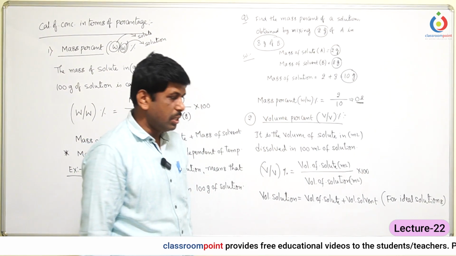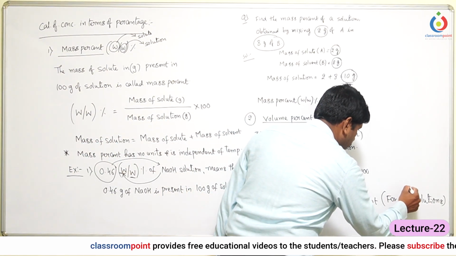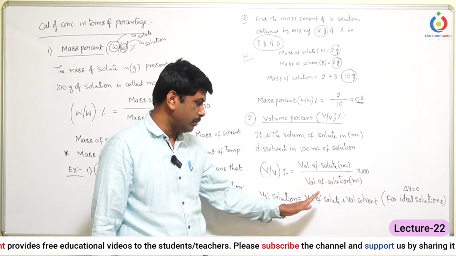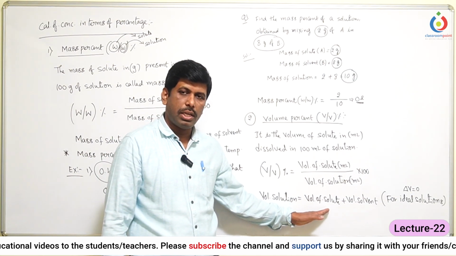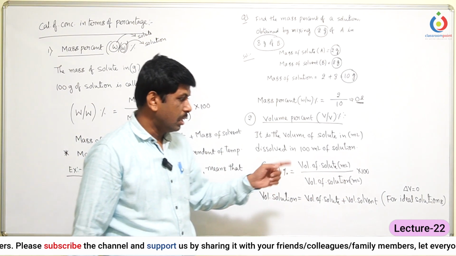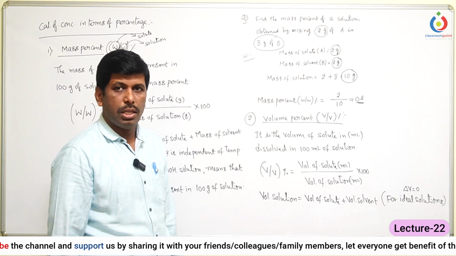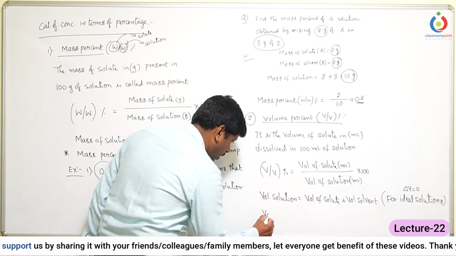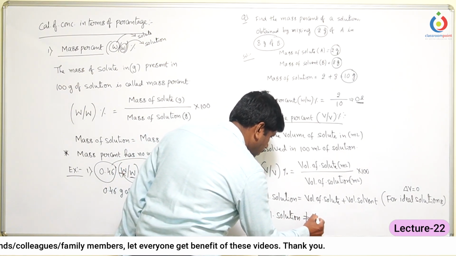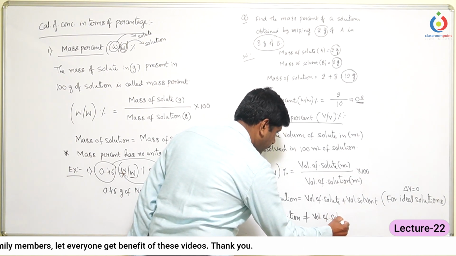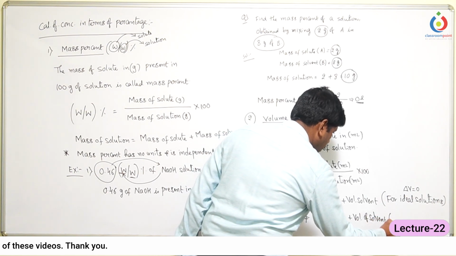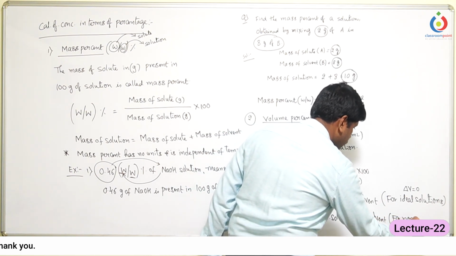So in terms of the ideal solutions, by mixing of the volume, change of volume is equals to 0. There shall be no change in volume. That means if you take the 100 ml of the solute and add it with the 500 ml of the solvent, you will get the 600 ml of the solution. That is only for the ideal solutions. Then what about the non-ideal solutions? So volume of solution is not equals to volume of solute plus volume of solvent for non-ideal solutions.